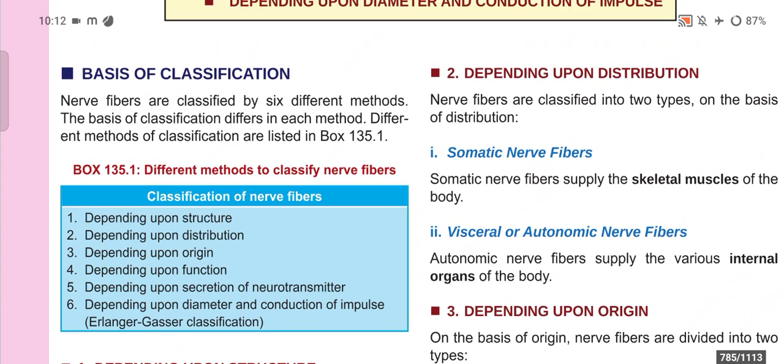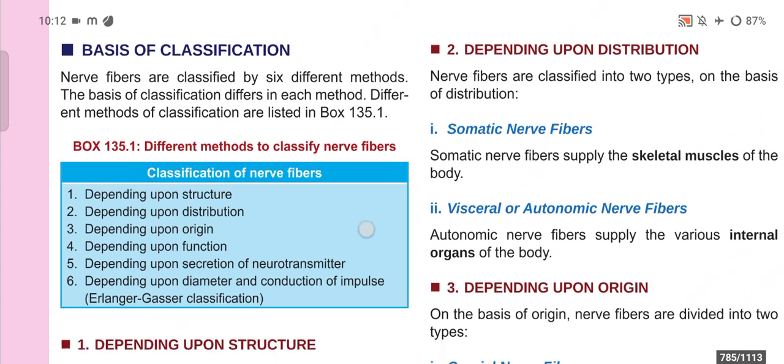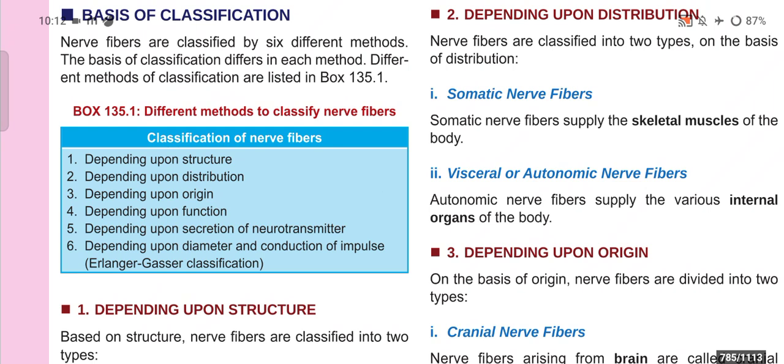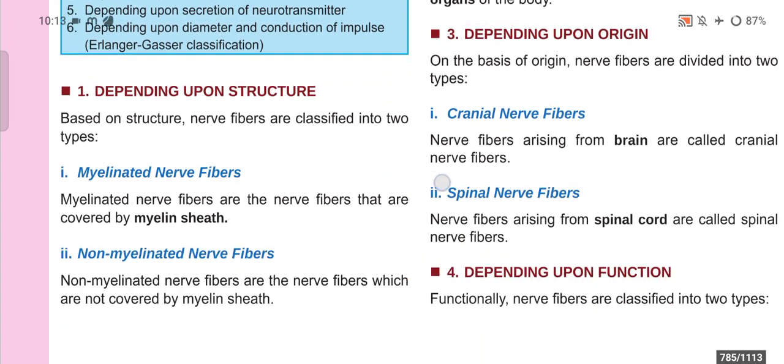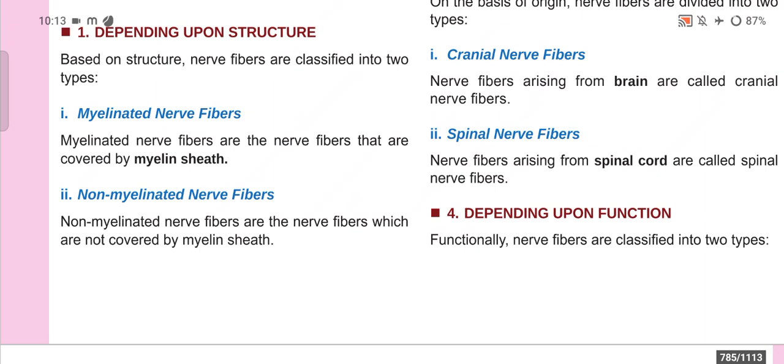Then we have discussed depending upon distribution. One is somatic, one is visceral or autonomic. Somatic nerve fibers supply the skeletal muscle of the body, and visceral or autonomic nerve fibers supply the various internal organs of the body. Depending upon origin, one is cranial, one is spinal. Nerve fibers arising from brain are called cranial, and nerve fibers arising from spinal cord are called spinal nerve fibers.